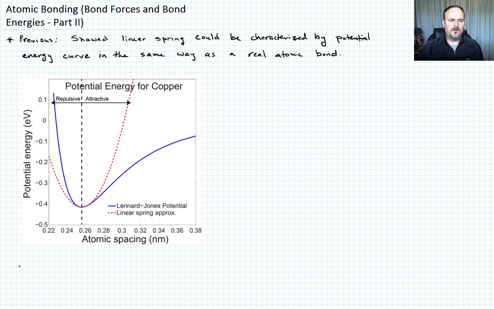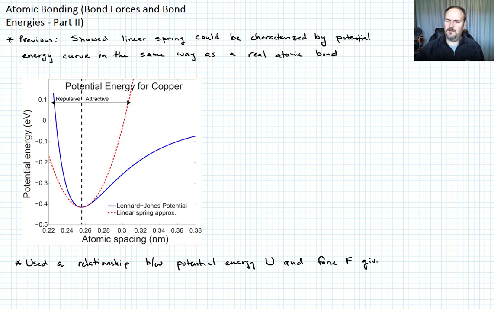Okay, we also developed a relationship between the potential energy U and the force F in the spring, given as follows. We said that dU, the incremental change in the potential energy, was equal to the negative of the force times dr, which was the incremental change in the bond length. We'll call that equation 1. If you don't remember how we got that, go back to part 1 and review that.